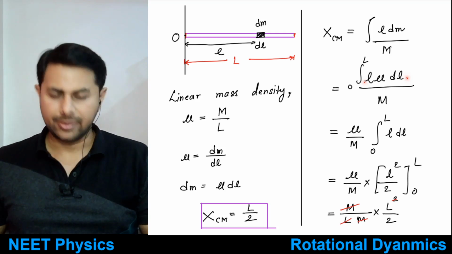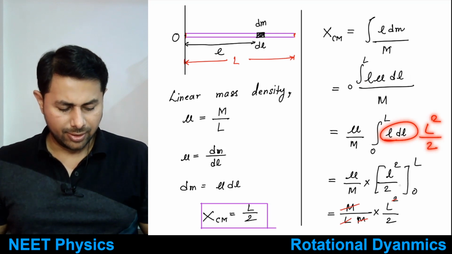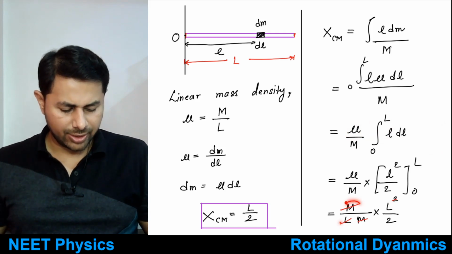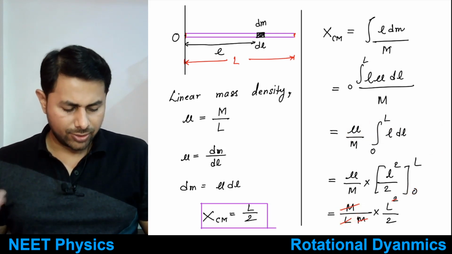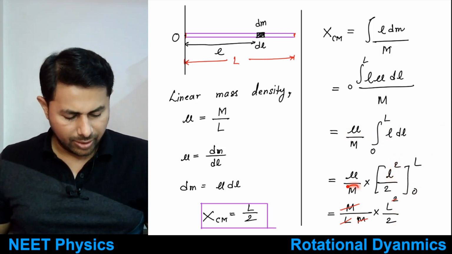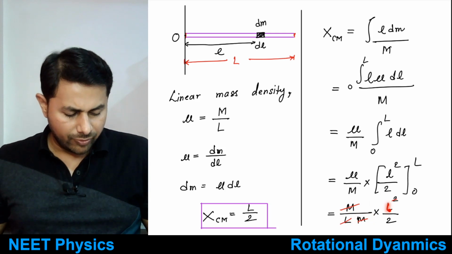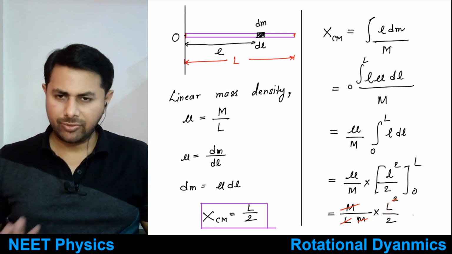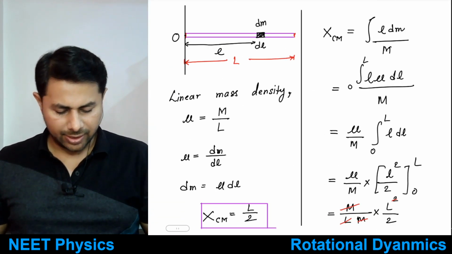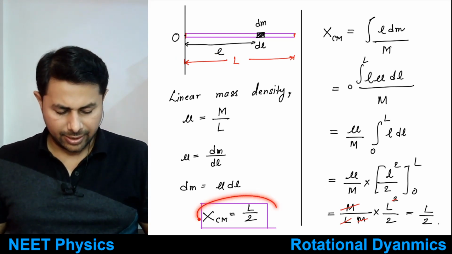The integration of L dl is just L square divided by 2. And then you put the value of mu, so mu is m upon L. The lower limit is just 0, so you need to take L square by 2 only. So m gets cancelled out, one L from the square gets cancelled out, and as we anticipated earlier, this is just equal to L by 2. The x coordinate of the center of mass is just equal to L by 2, right?